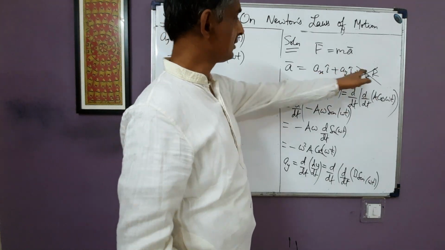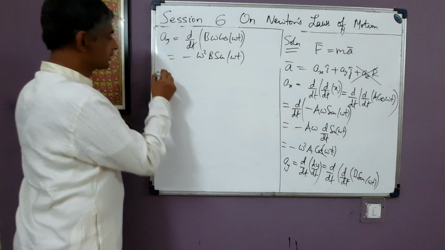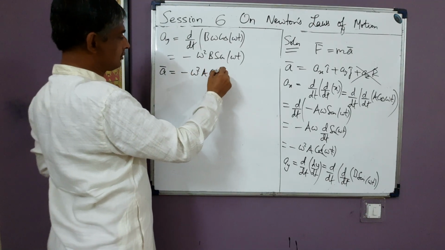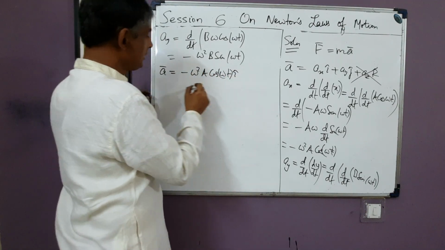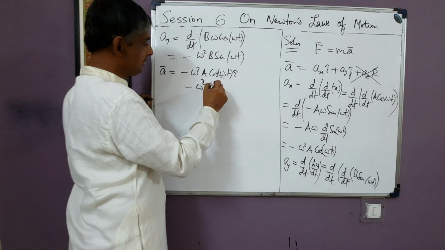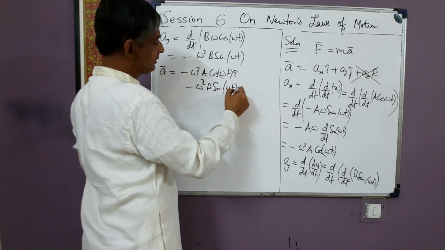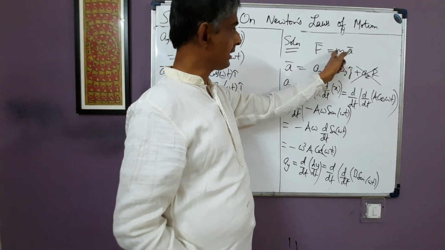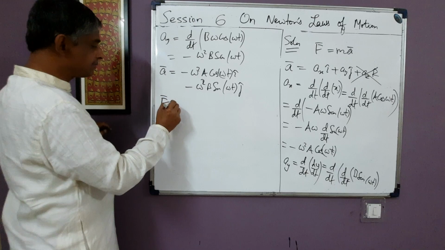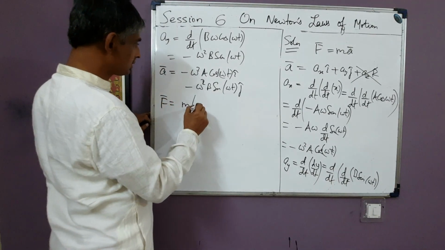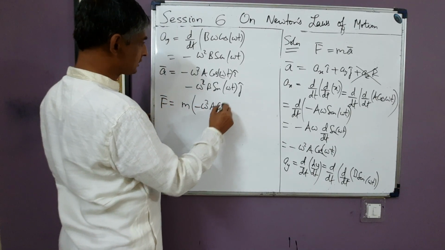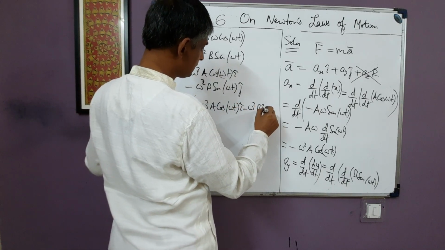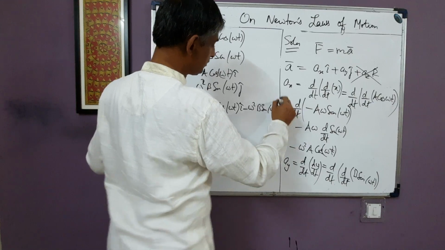Now we substitute ax and ay. The az term goes away as I mentioned just now. The expression for vector a of the point at time t becomes minus omega square a cos omega t i hat minus omega square b sin omega t j hat. Now to find the net force on the particle, we multiply this by m. So net force on the particle at time t becomes mass times minus omega square a cos omega t i hat minus omega square b sin omega t j hat.